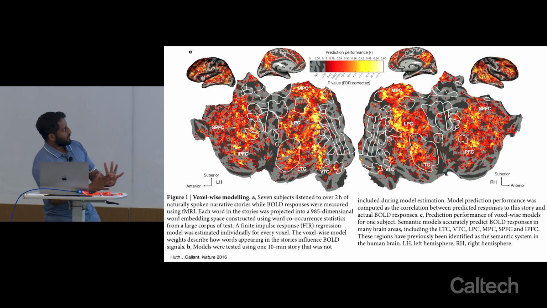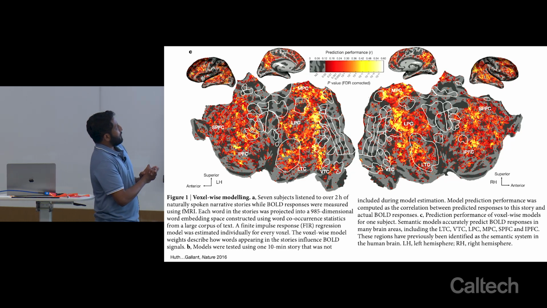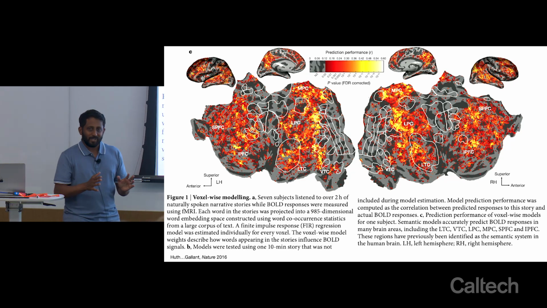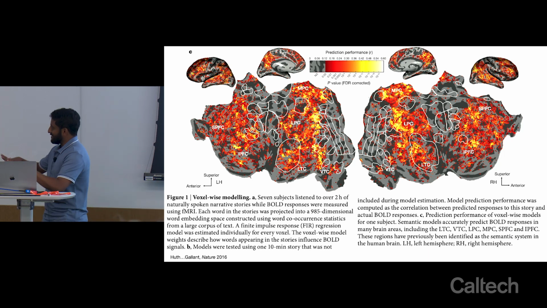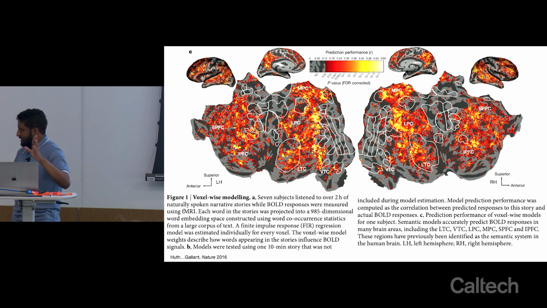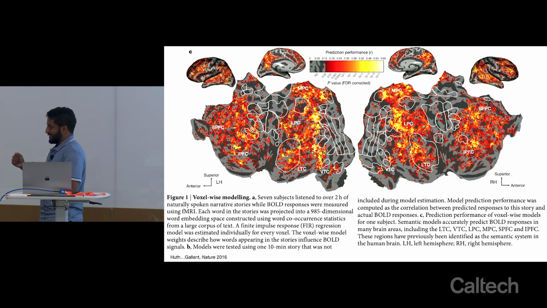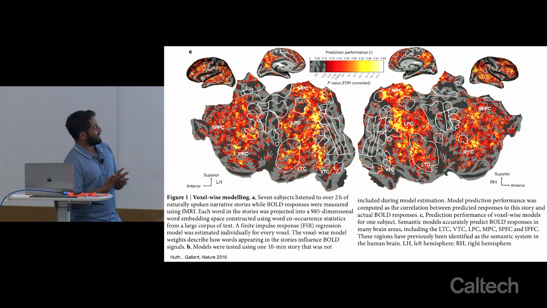So the first slide here is, I guess, a flat map. A lot of people probably understand these better than I do. It's a way of representing cortex in a 2D plane. Dark gray and light gray, I guess, are gyri and sulci. That's about as much as I know here.